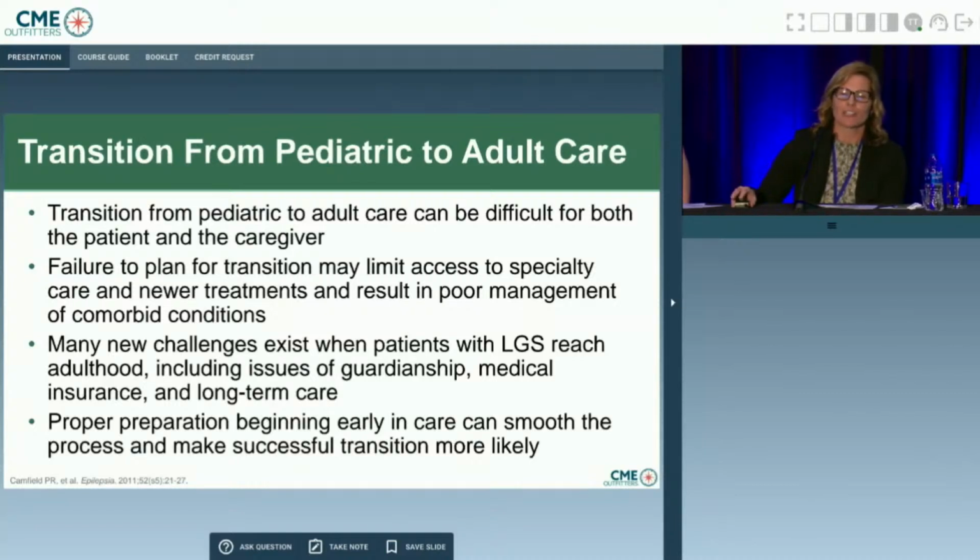Another aspect of care that's near and dear to my heart is the transition process. So I work in an adult epilepsy center. One of the hats that I wear there is I coordinate the transitions for adolescents coming into our center. And so my perspective is a lot different from those of you working in pediatric centers. But I think one thing that everybody can agree on is that this transition from pediatric to adult care is very difficult for both the patient and their caregiver. This is something that we need to plan for for a long time. Failure to plan for this transition can limit both access to specialty care, newer treatment options, and ultimately result in poorer management of all of the comorbid conditions.